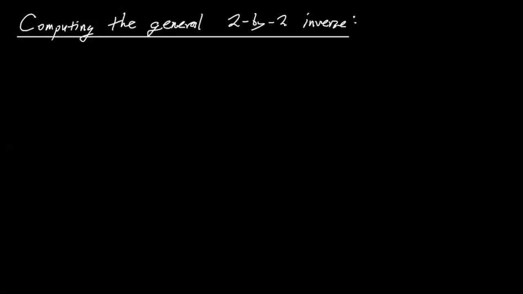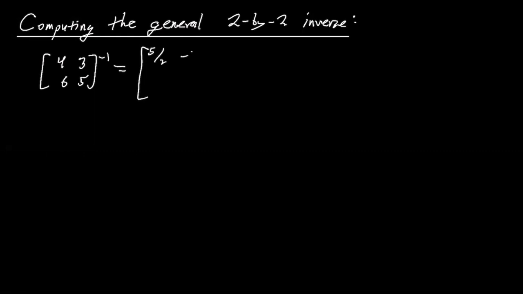All right, we had this example in the last video. That was the matrix [4, 3; 6, 5] inverse, and it happened to equal [5/2, -3/2; -3, 2]. And the question is, how did we find this? How did I know this?